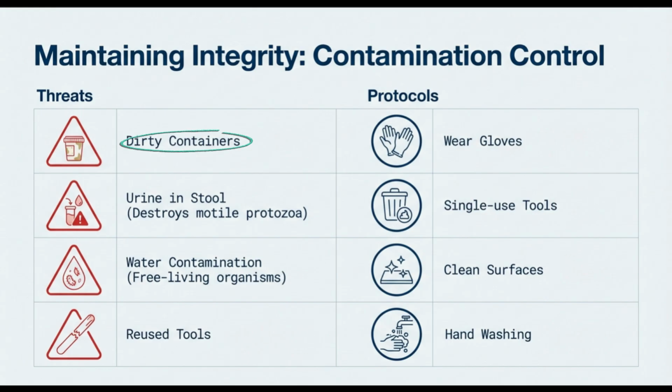Threat: dirty containers. The protocol: always wear gloves. Simple. Threat: urine and stool, which we know destroys motile protozoa. This is prevented by using single-use tools for handling the sample and giving clear instructions to the patient. Threat: water contamination, which can introduce free-living organisms. We avoid this by making sure all surfaces are clean. And the final threat: reused tools, a huge source of cross-contamination. This is countered by strict hand washing and single-use policies. You see, each protocol directly targets a specific threat to that sample's integrity.